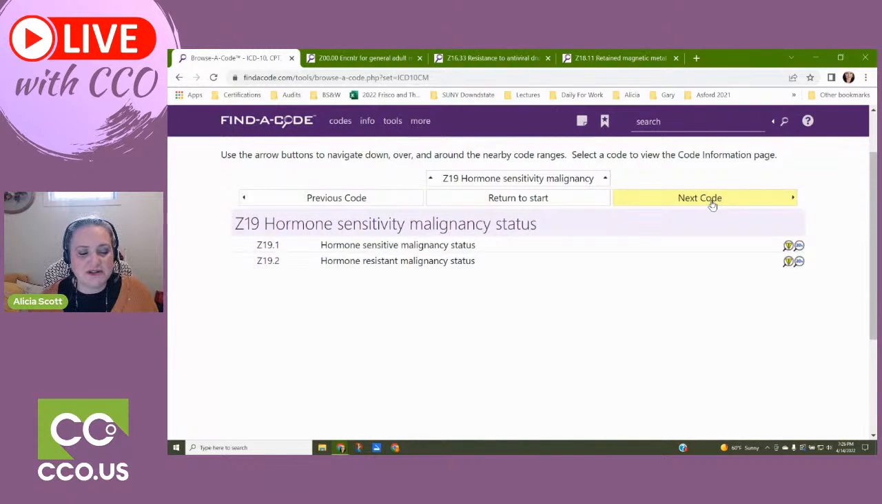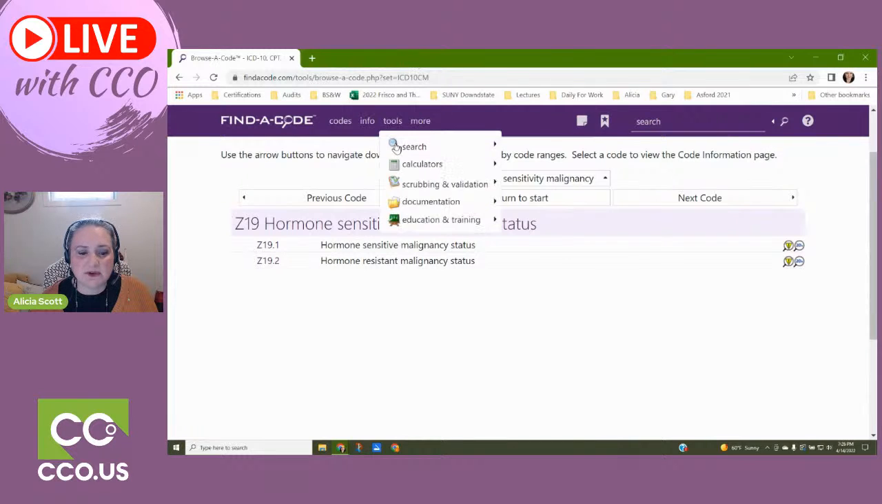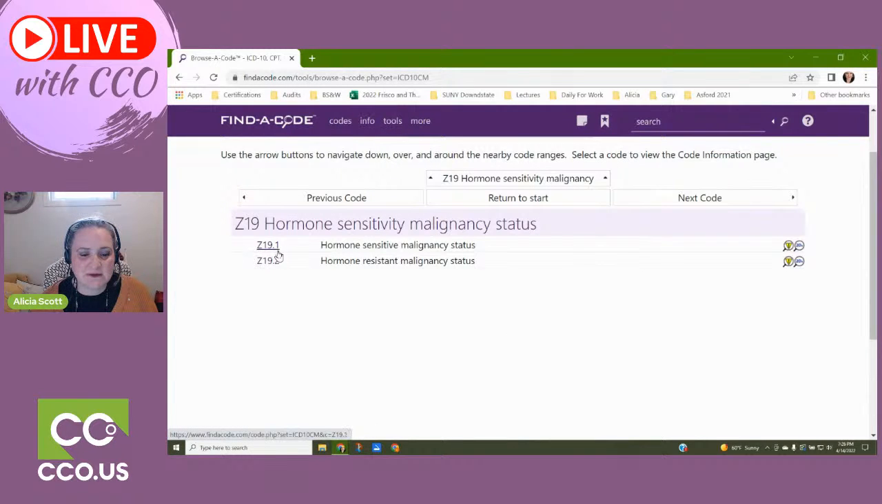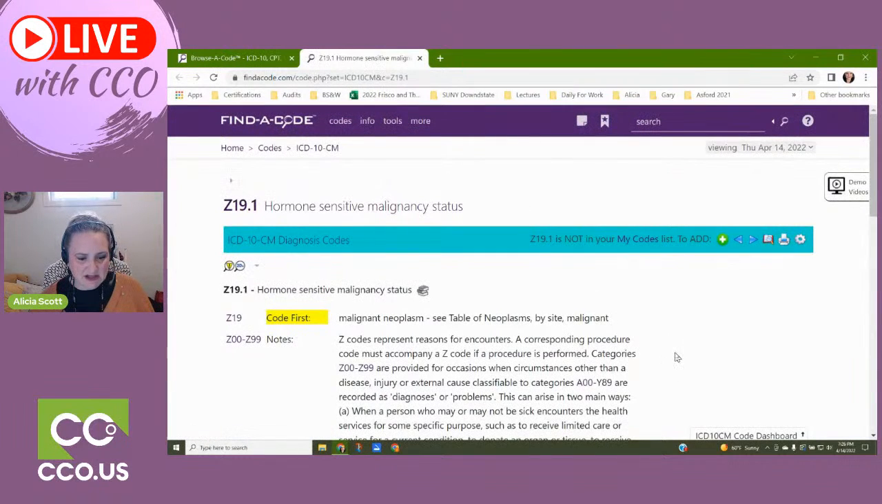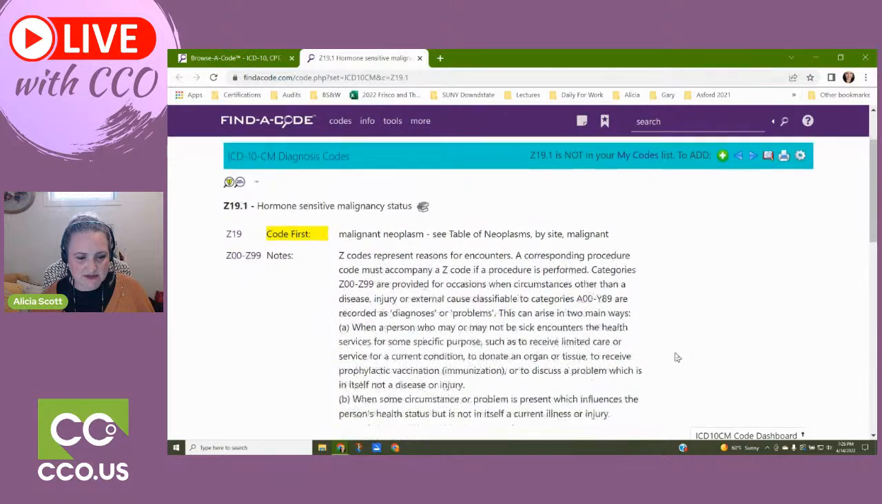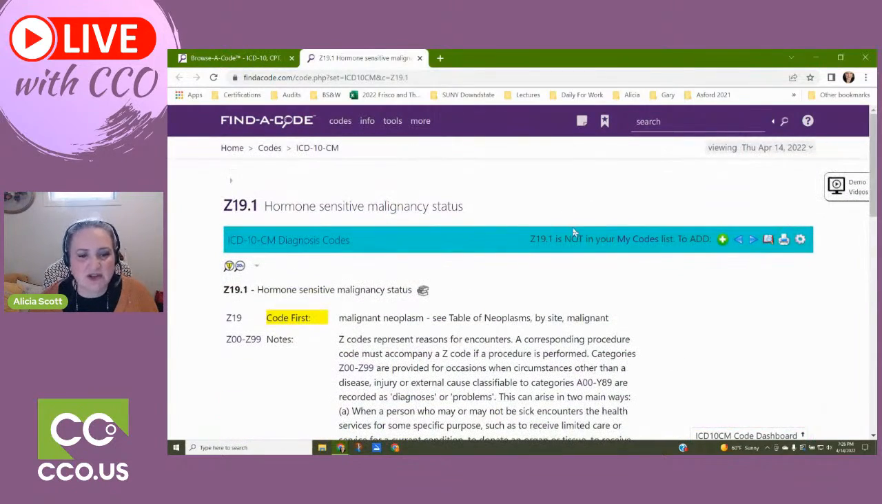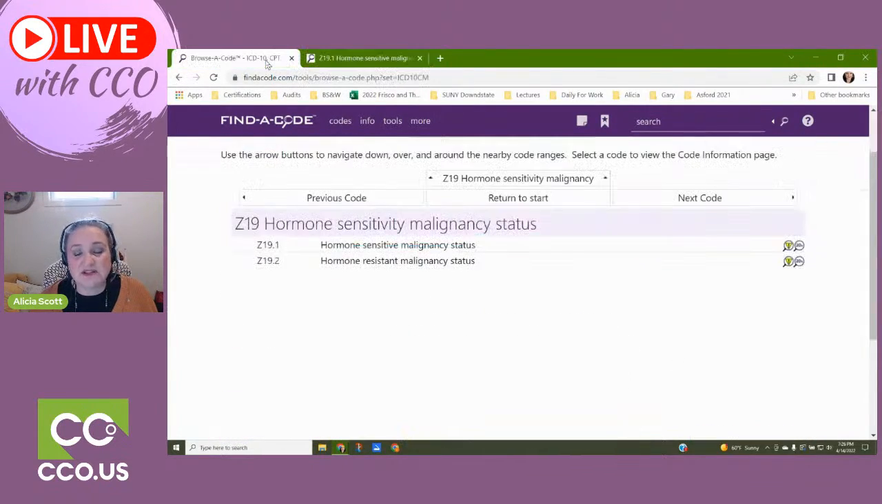Then we move on to Z19, hormone sensitivity malignancy status, sort of like having the code for the receptor. Let me get rid of some of these and let's just look at sensitivity and resistant. So let's look at sensitivity first, see if there's any. Go to the neoplasm table first. No, it's just telling you that that's available, and you will see that in the documentation.